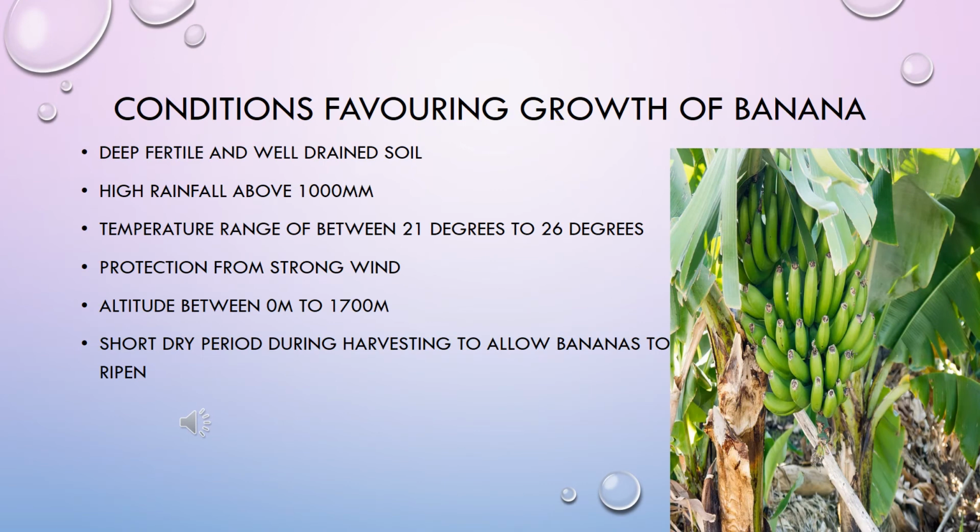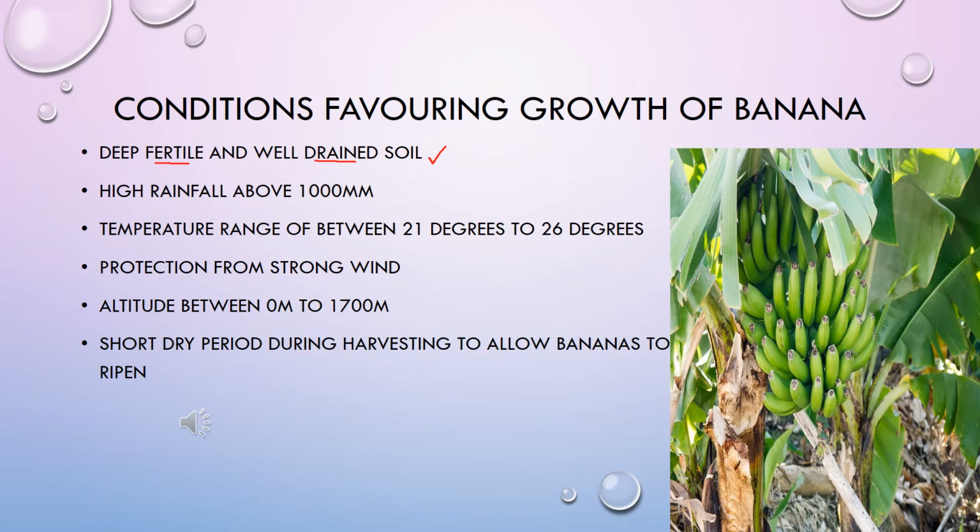So class 6, the following are some of the conditions favoring growth of bananas. Number 1, this is a crop which requires deep, fertile and well-drained soil. So it should not be soil that accumulates water. Bananas require soil which is well-drained. When it rains, the water is easily absorbed into the soil and there is no flooding.